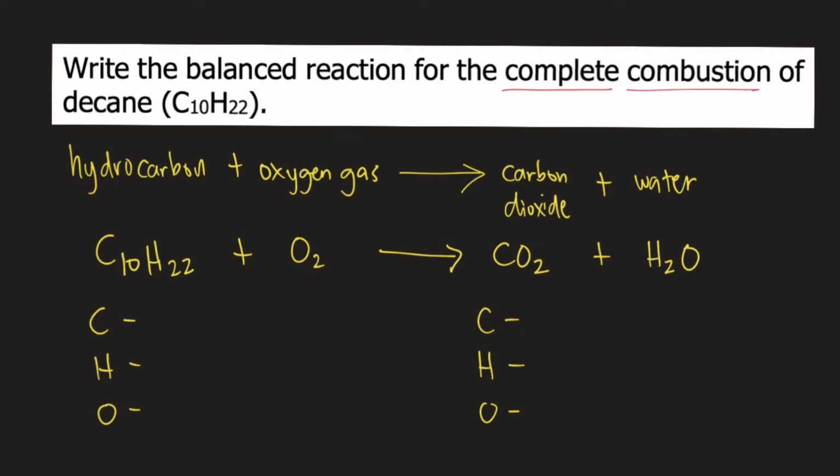So let's start with carbon. On the left side, there are 10 carbons. On the right side, there's only one carbon. So to balance the number of carbons, we will add the coefficient 10 on carbon dioxide, because 10 times 1 is equal to 10. So carbon is already balanced.